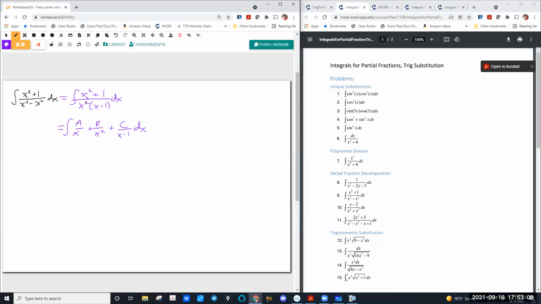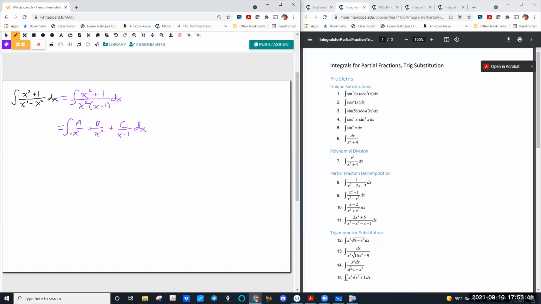Again, this is what's called a repeated root. If this had been x cubed, we would have done A over x plus B over x squared plus C over x cubed plus D over x minus 1, and so on and so forth. If this had been x to the 5th, we would have done A over x, B over x squared, all the way up to E over x to the 5th. That's how you handle a repeated root. It's needed for your system.